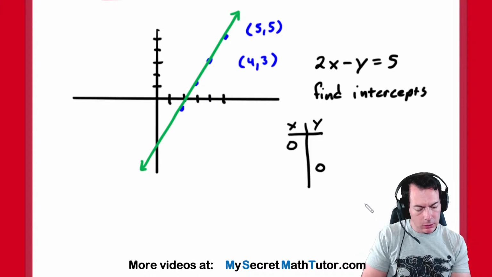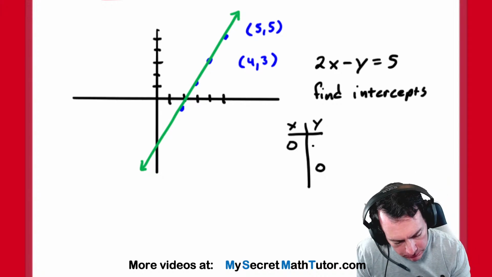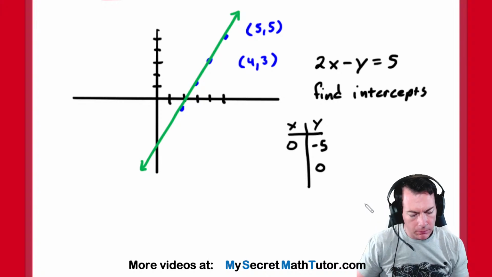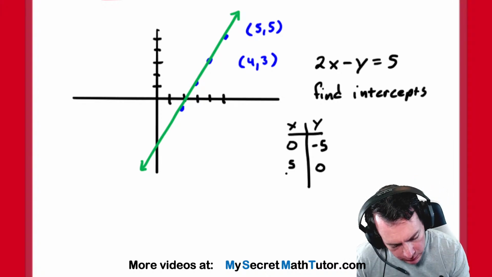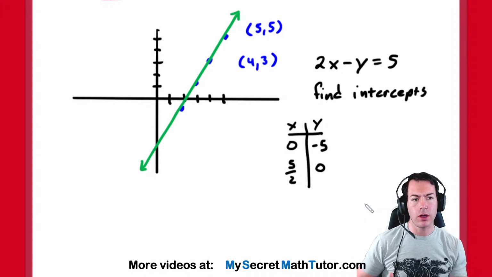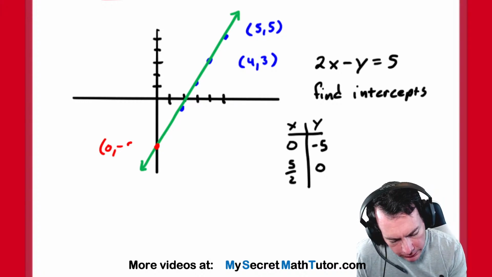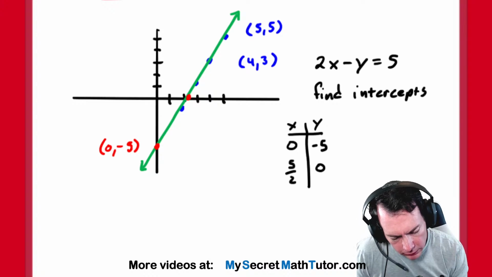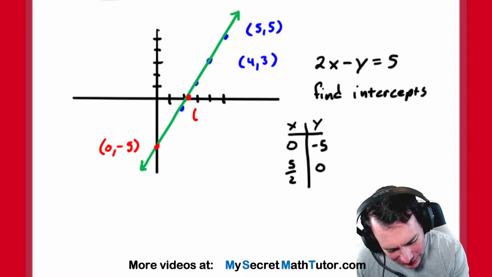So when x equals 0, y equals -5. When y is equal to 0, then x is equal to 5/2. So those are the two intercepts, or the two places where it crosses our axes. Well, let's go ahead and mark them. So this one down here on the y-axis, that's the one located at 0, -5. And this one, that's the place where it kind of looks like it's at 2, but it's not quite. That one's actually at 5/2. Cool.